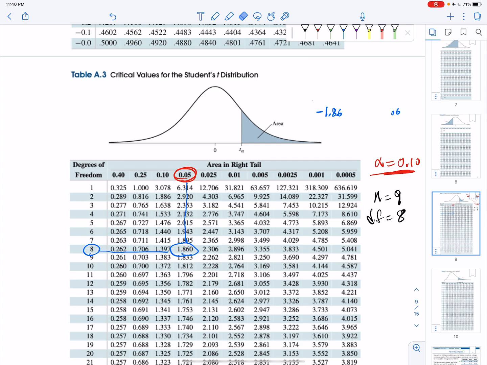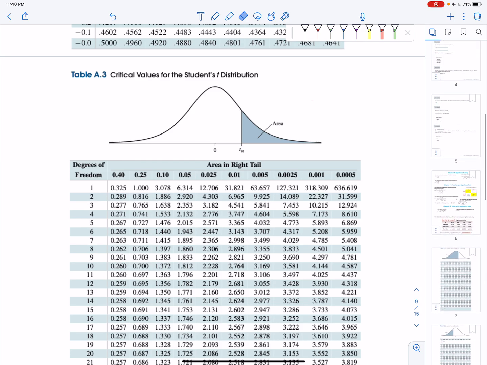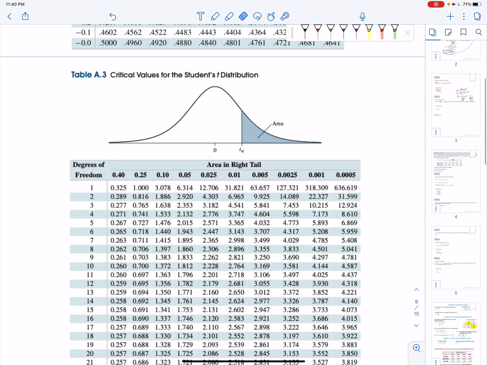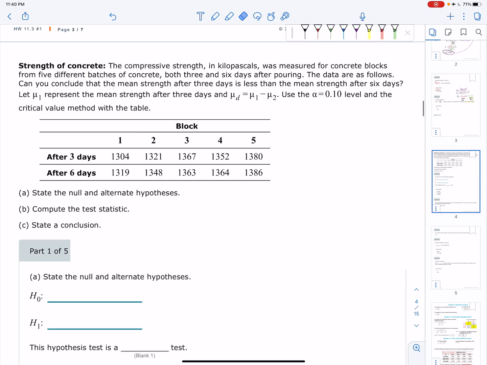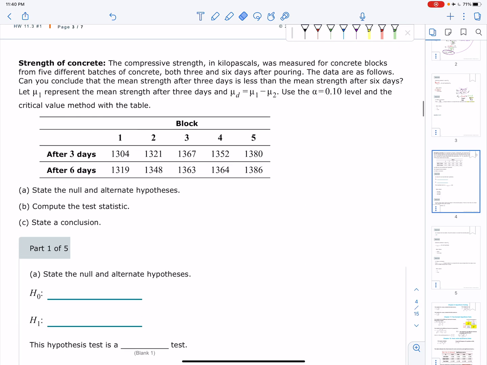Got to clean that up because I'm going to be coming in here to do... let's see, where are we at? Number 2, and here it is. Strength of concrete.